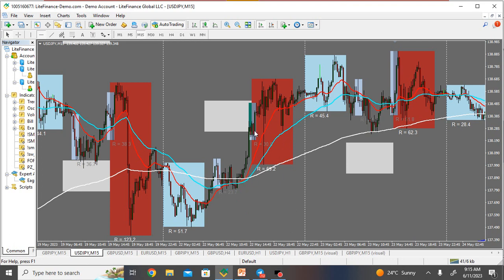Make sure that you confirm your entry before you enter the trade. Then you can trade any session after you confirm that this is a ready trend. Then you close your order after the end of the New York session, as the New York session ends around 10 p.m.